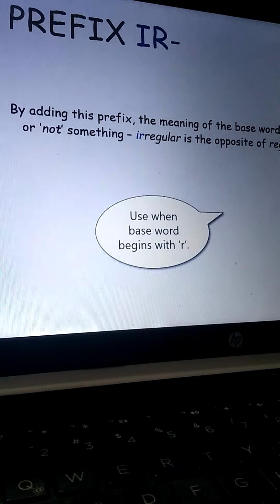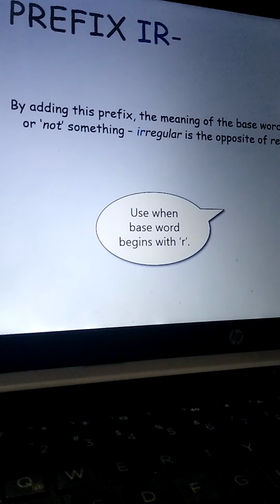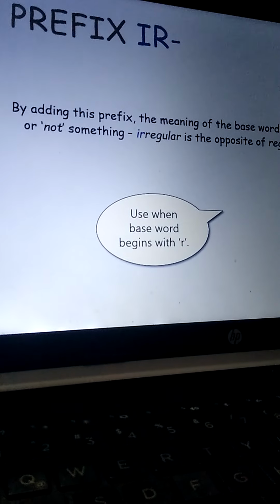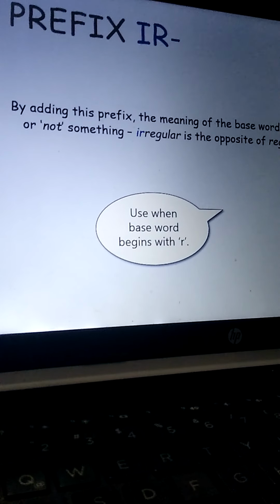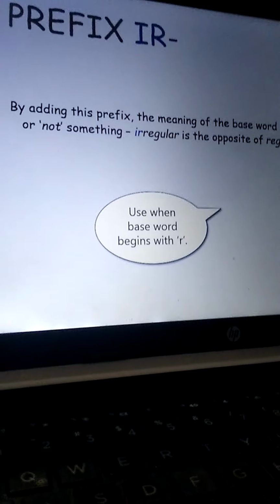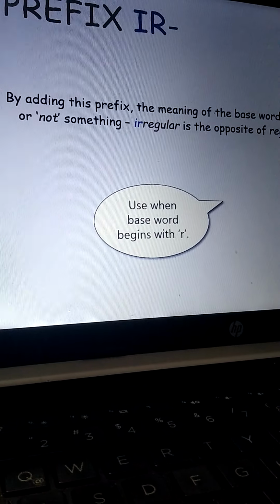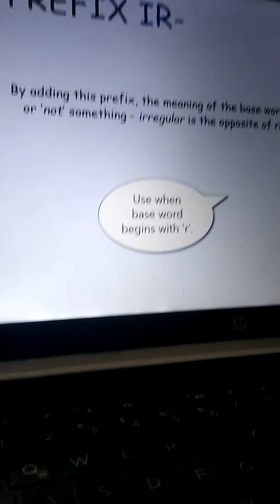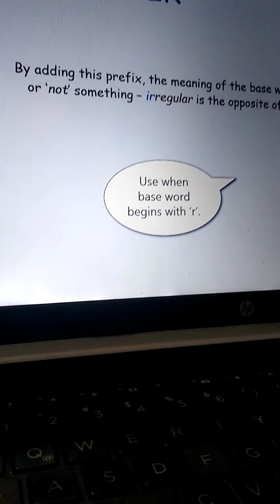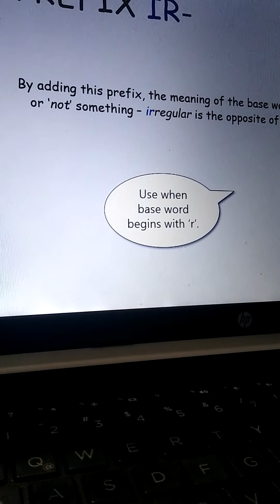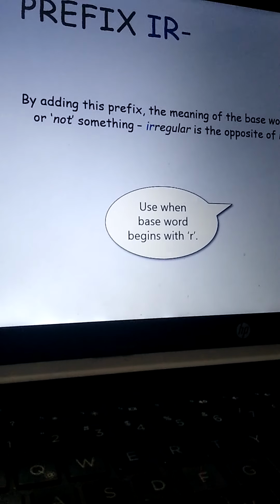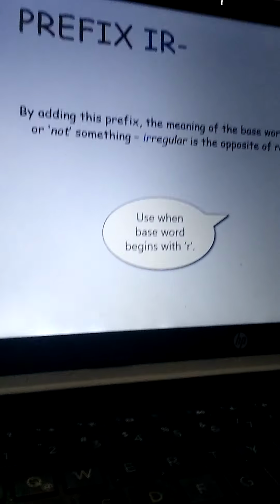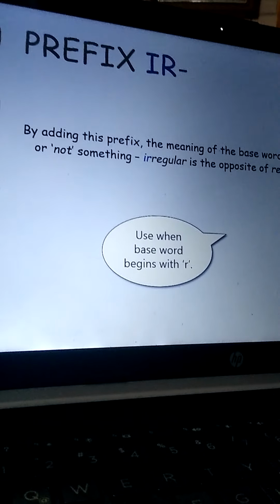Then ir. Use it when the base word begins with R, like regular, irregular. Which others can you find? I will show you more examples if you want. It means the opposite, like not. Again, I repeat, irresponsible. So it's clear, right? Rational, irrational. Amazing. Guys, you're brilliant.